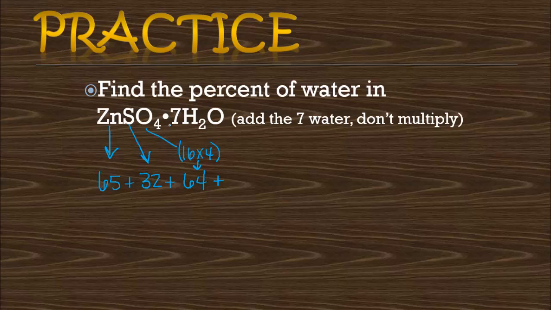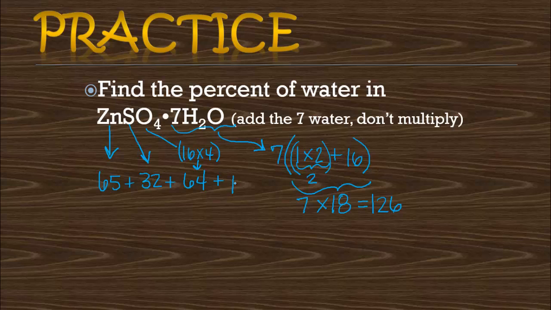So I know I am going to need the mass of that. So I need 7 times my waters. So hydrogen is 1 times 2, or 2. Oxygen is 16. So 2 plus 16 is 18. Now I'm going to take that 7 times 18 and get 126. So to find my formula, I add all of these together and I have a total mass of 287.